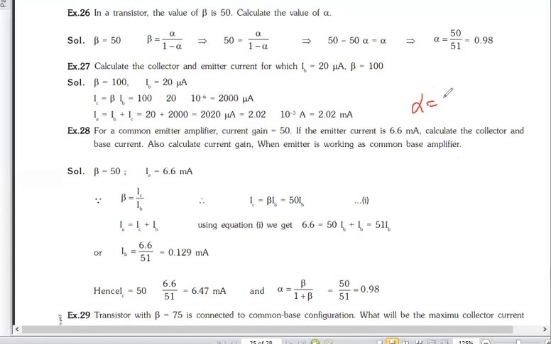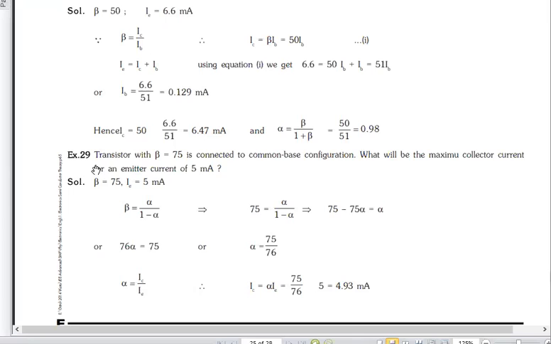So I was writing the correct answer, no? It is 1 by alpha is equal to 1 plus 1 by beta, right? This was the mistake I did. Anyways, I hope all of you got question number 28. See, these kind of questions will be asked in an exam, only these kind of questions will be asked.